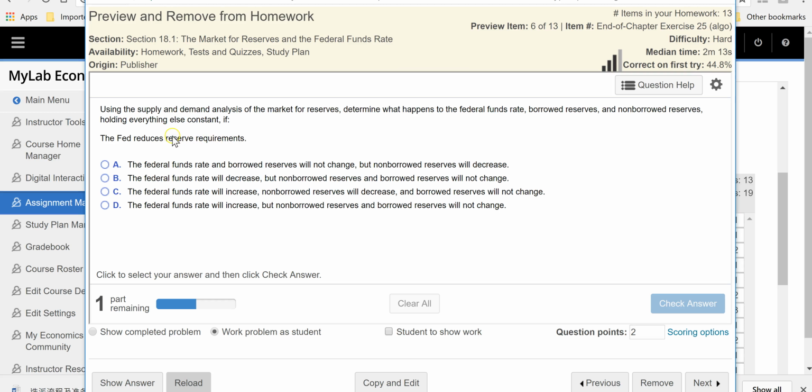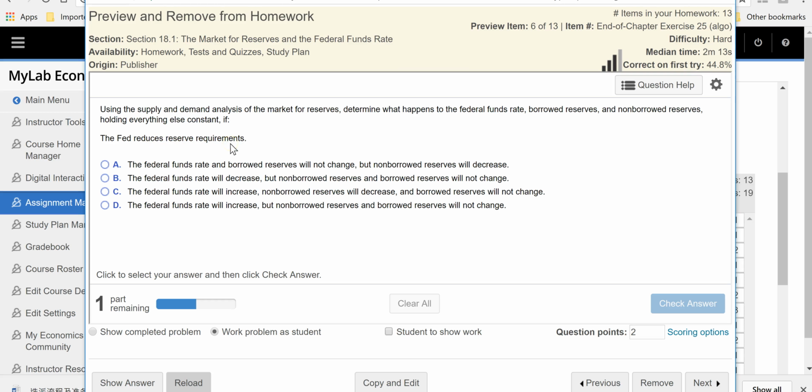So here, different students may have different versions on this requirement. Sometimes you may have the Fed raises the target federal funds rate, or sometimes you may see that the Fed increases the interest rate paid on the excess reserves, or something like that. So here is just the reduces reserve requirements.